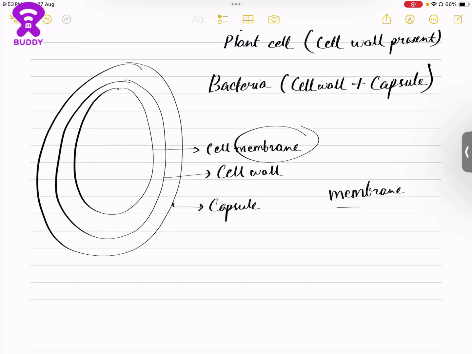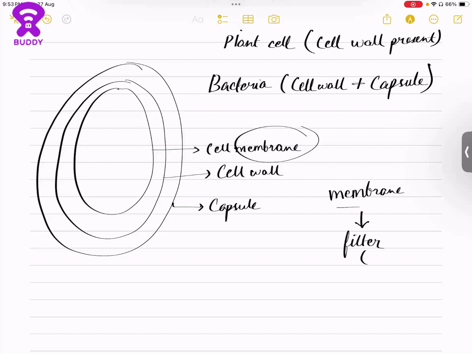Membrane. It's like a barrier that allows some things to pass through, but stops some particles from entering. It stops some particles and allows some particles to pass. So you can say that your membrane is like a filter, right?